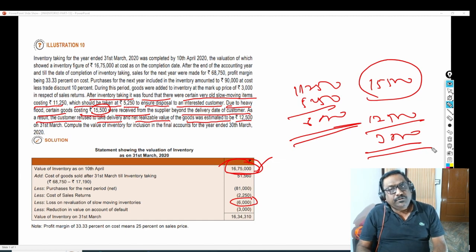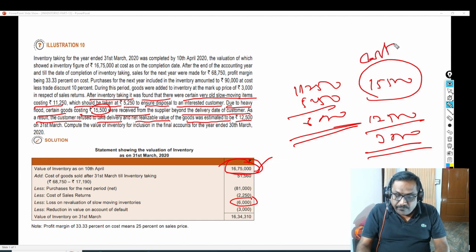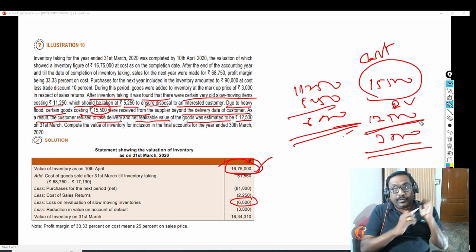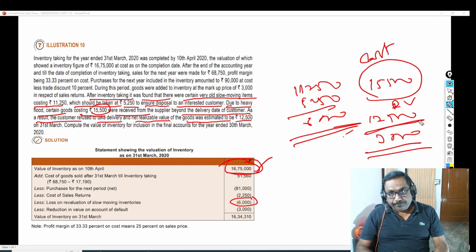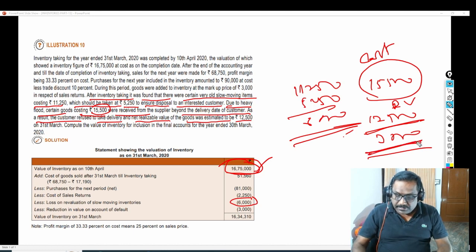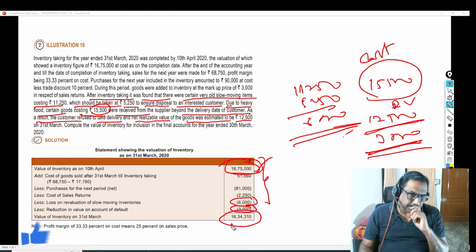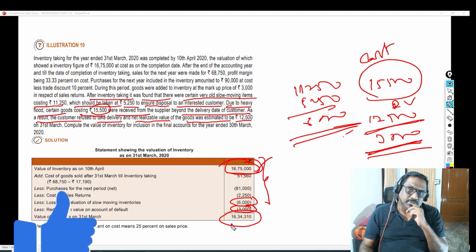Why does it have to be reduced? Cost is 15,500. Realizable value is 12,500. Cost or realizable value, whichever is less, we have to take. So 12,500 we are supposed to take, but already we have taken 15,500. So 3,000 rupees is the difference. So 3,000 we need to reduce. So if you add and reduce all these things, your closing inventory is going to be 16,34,310.